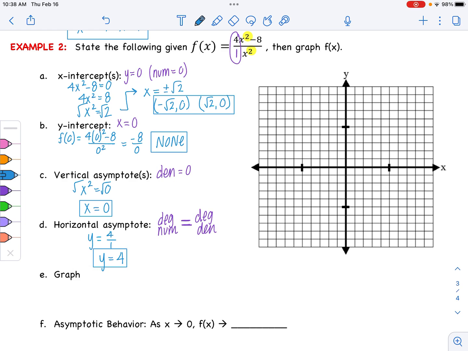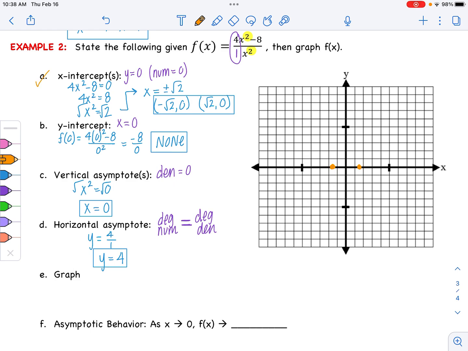Part E now wants us to graph, so let's go part by part in graph. First thing we want is our x-intercepts. Notice root 2, it's not 2. It's actually between 1 and 2. So I'm going to put right there and right there. Those are my x-intercepts, and I like to check it off.